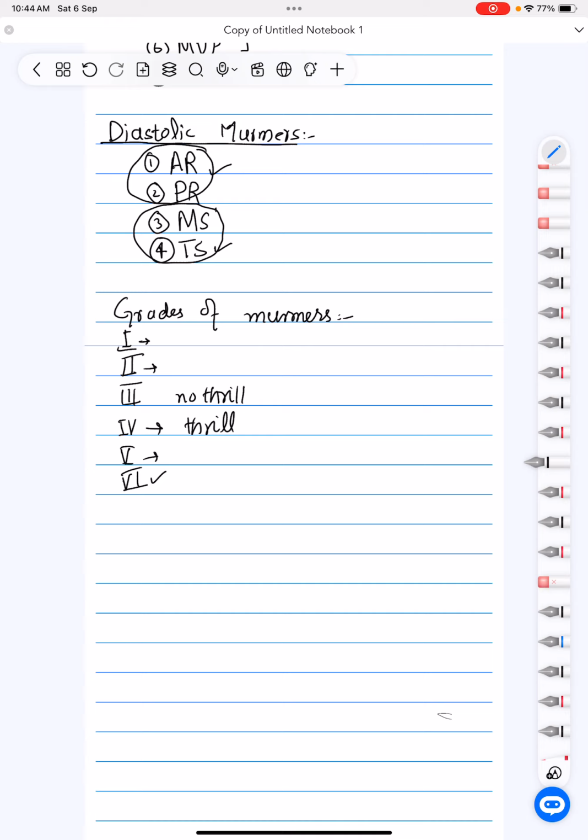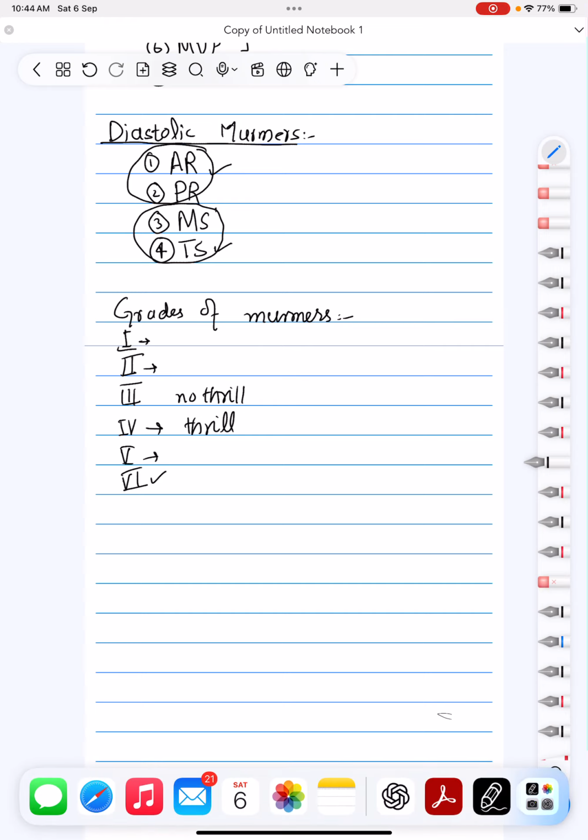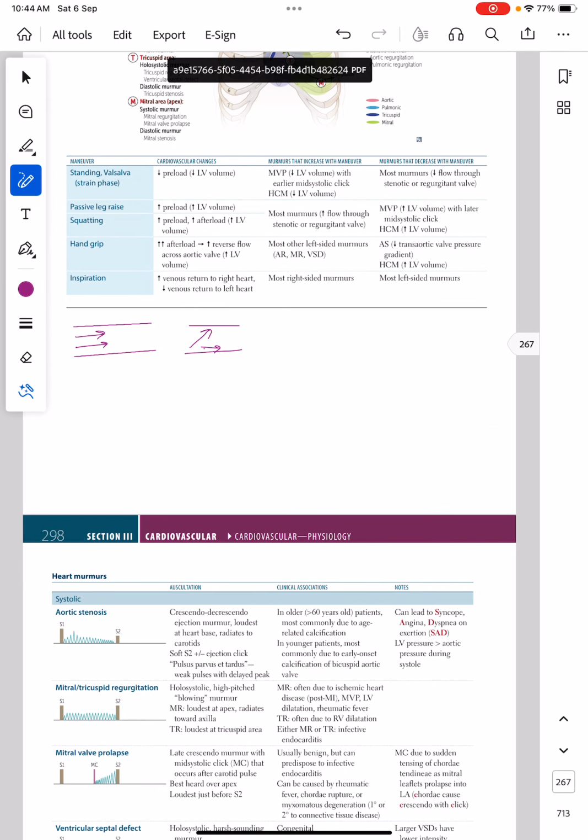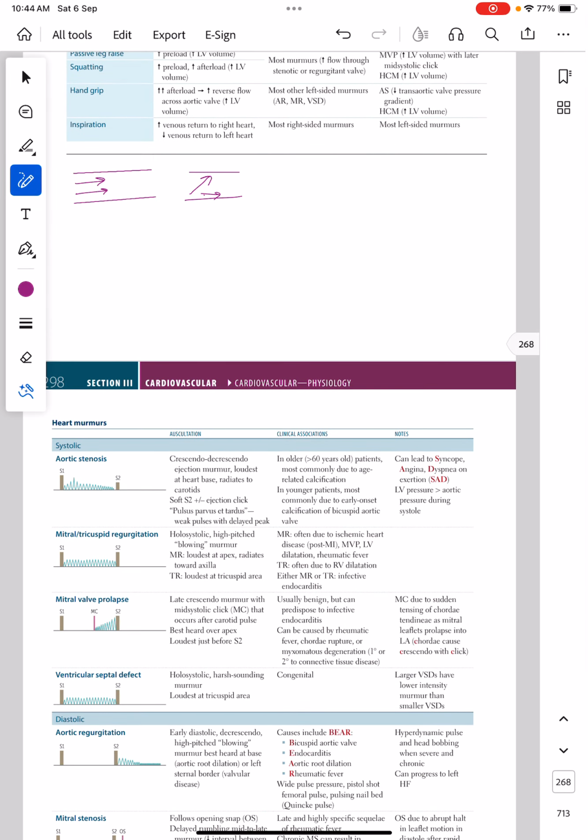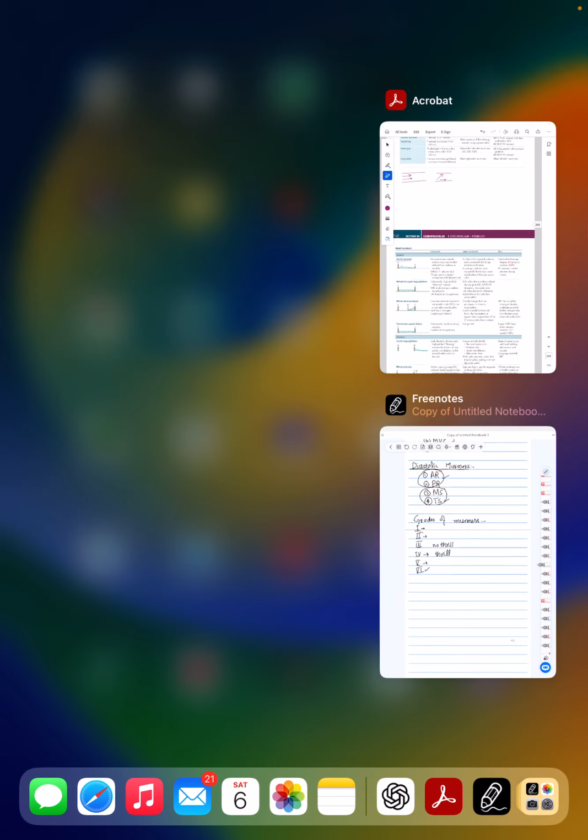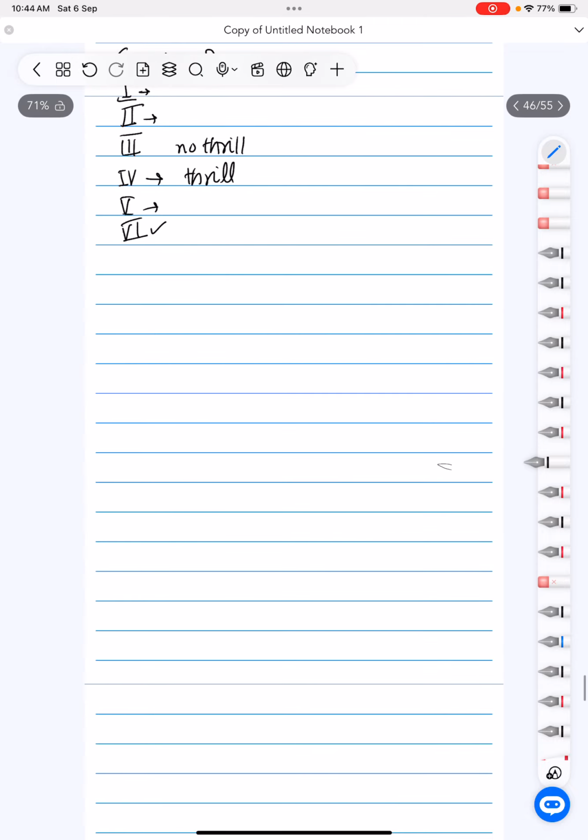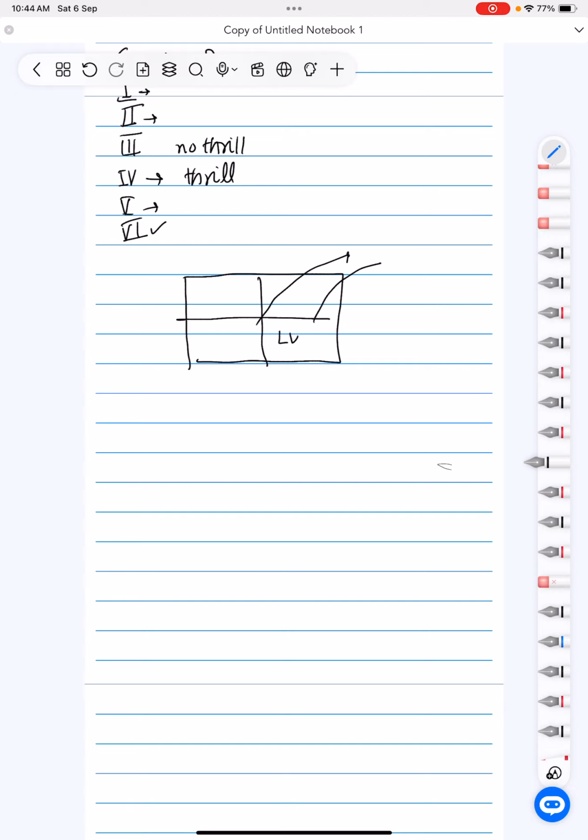Further, if we discuss each one of them in detail, the first murmur is aortic stenosis. How does this develop? Aortic stenosis, as the name indicates, is stenosis of the aortic valve. The aortic valve arises from the left ventricular outflow tract. Here it is, the aortic valve. So when it gets stenosed, what will happen?